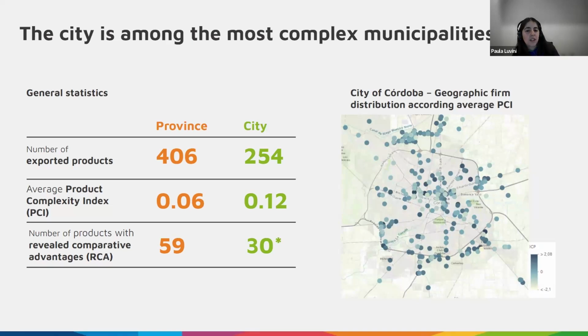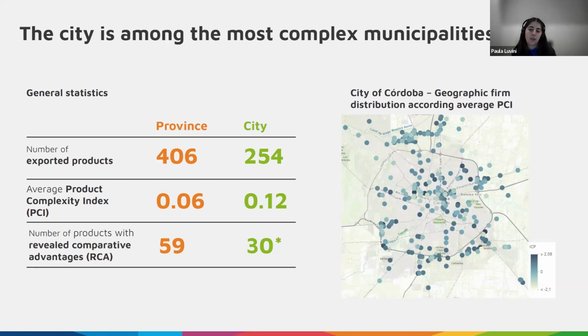As I was mentioning, the city of Córdoba exports 254 products, and it's slightly more complex than the rest of the province, with a 0.12 product complexity index. But we were lacking a way to find the revealed comparative advantages, because as you might be familiar with the economic complexity methodology, the revealed comparative advantages are calculated with export values, and we didn't have that.